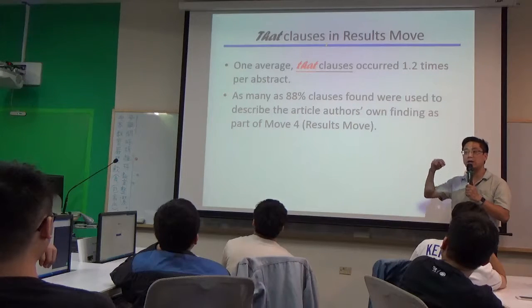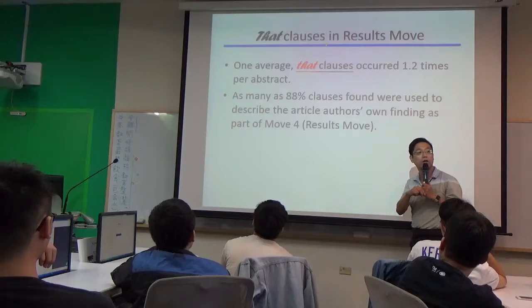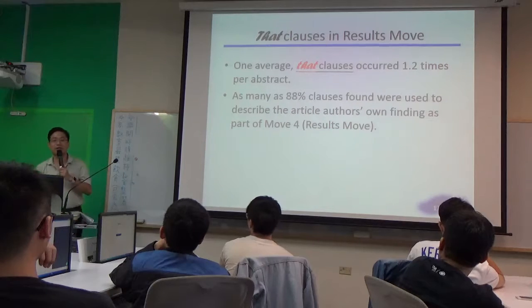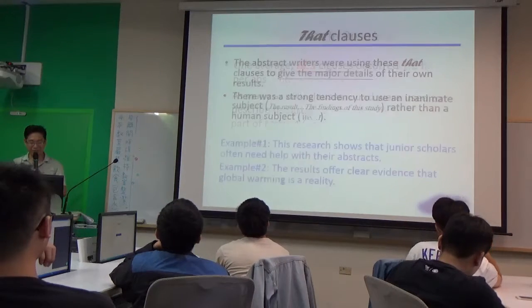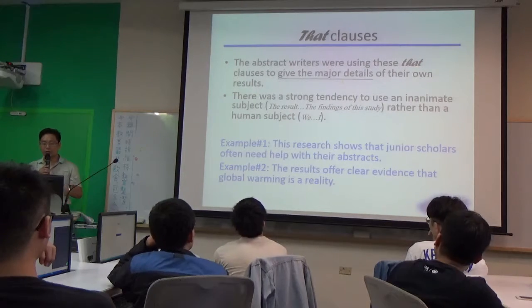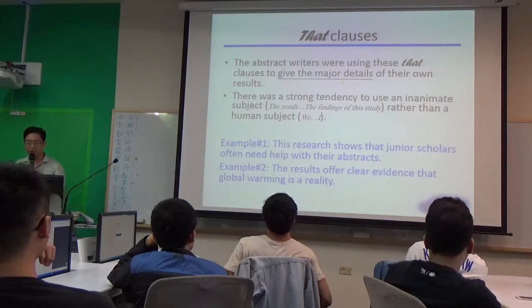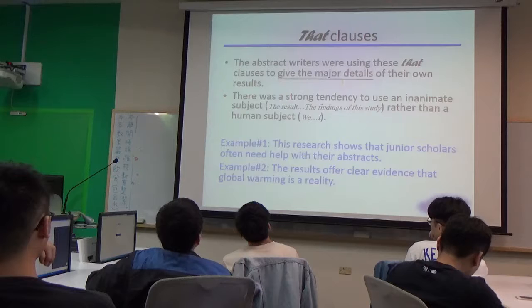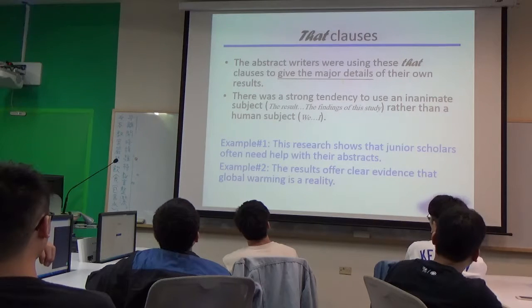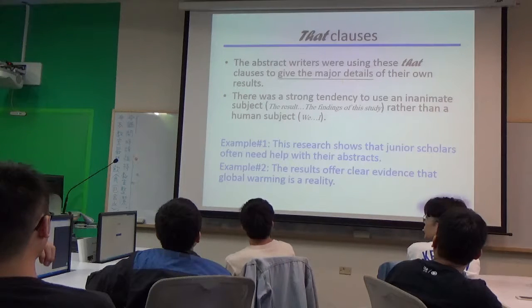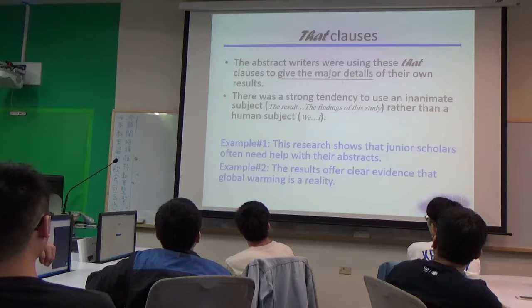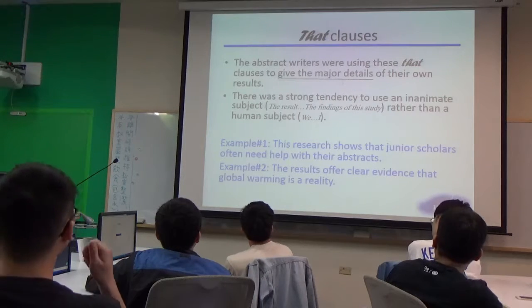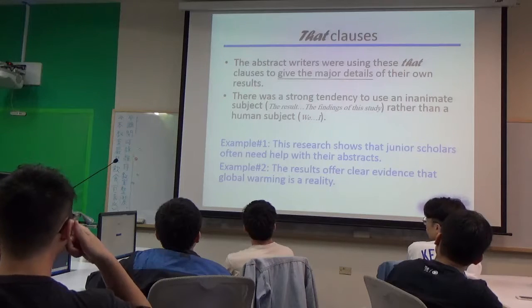Okay? So we discuss how to use that clause in move number 4. But you don't know what a that clause is. That's a problem. Okay, so what is a that clause? The abstract writers use this that clause to give the major detail of their own result. When they use a that clause, they can give you the major detail. And there is a strong tendency. They try to use an inanimate subject, something like the result, the finding of this study, rather than a human, we or I, in move number 4. They use this result, the finding of this study. That happened here is something here.